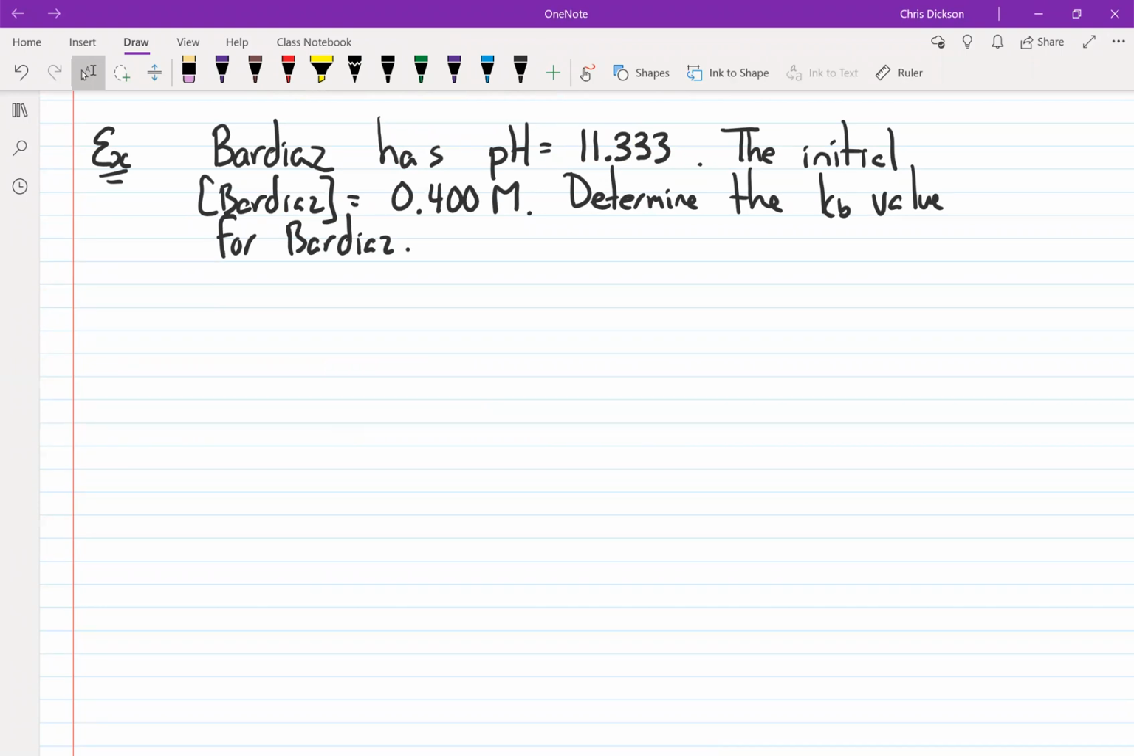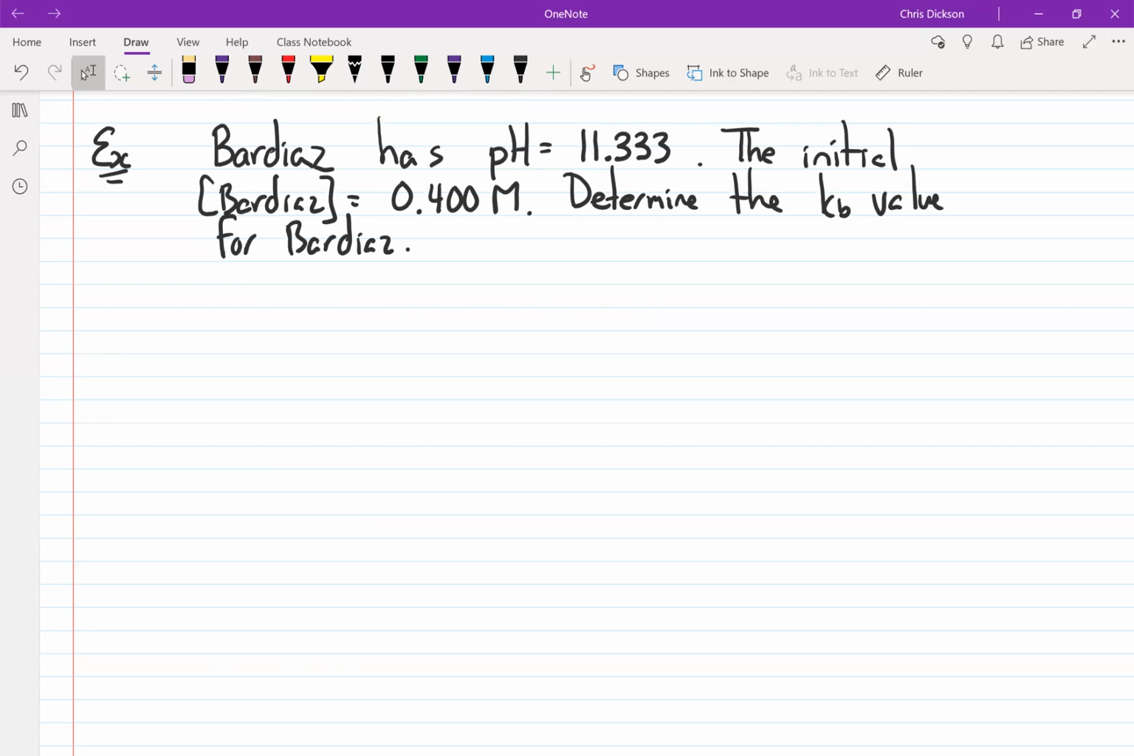So I think the first thing we should do is write some kind of equilibrium statement here, and you have to read carefully what you're being told, because you're going to have to determine, is Bardias an acid or a base? What kind of compound is this? Well, there's two giveaways in the question. One is the actual question itself, but the other is the pH number. You have a pH of 11.333. So that's definitely basic. So whatever chemical this is, it has to produce hydroxide ions. It must take protons from water here.